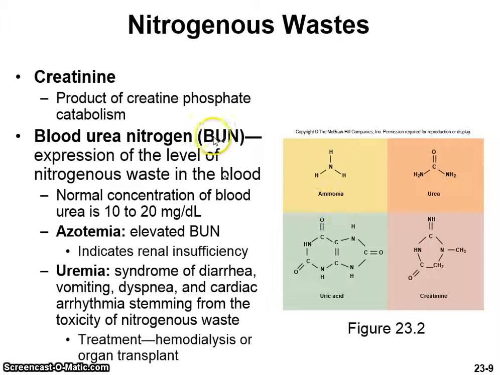So we have blood urea nitrogen, an expression of the level of nitrogenous waste in the blood. Normal concentration of blood urea is around 10 to 20 milligrams per deciliter. Azotemia is elevated BUN, which indicates renal insufficiency. And uremia is a syndrome of diarrhea, vomiting, and dyspnea. That's when you have too much urea. Dyspnea and cardiac arrhythmia stem from the toxicity of nitrogenous wastes. Treatment includes hemodialysis or organ transplant.